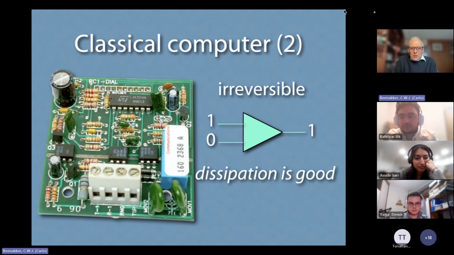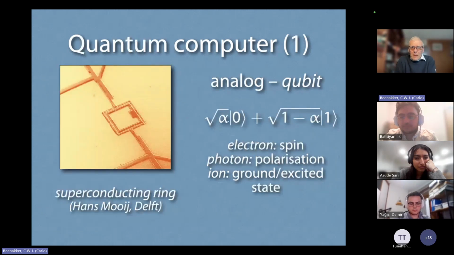Now let's go to the quantum computer. The first thing about the quantum computer is that it's not binary. It doesn't use binary logic. It's basically an analog device, if you wish. It does have zeros and ones. But the fact that it's analog is because you can interpolate between 0 and 1.